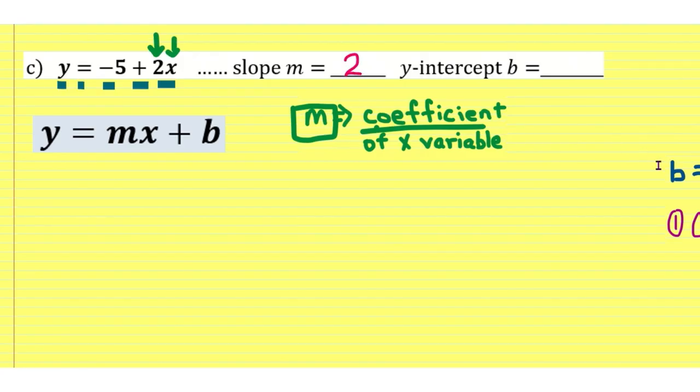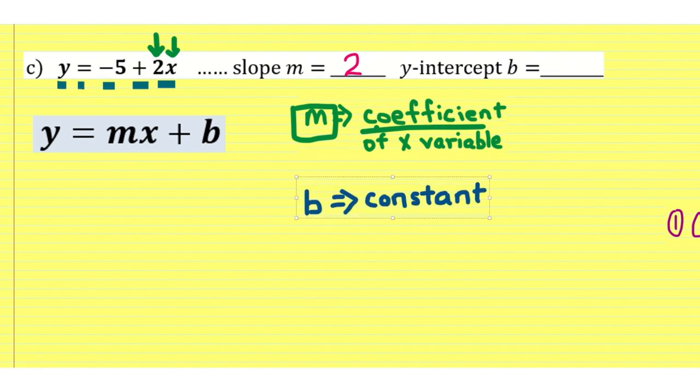And of course, the b is going to be the constant, which is just a number by itself. So here I have negative 5 is the constant by itself. So that means that the y-intercept will be negative 5.